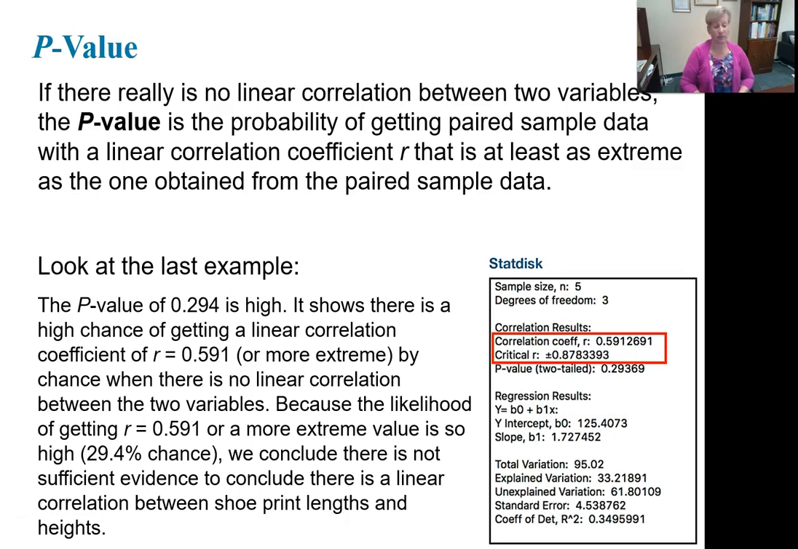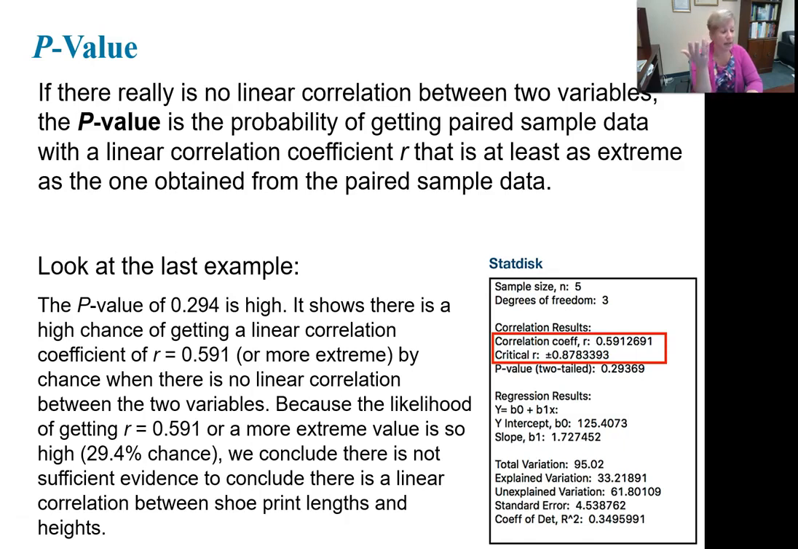And especially if you're working in forensic science, you cannot build a case on something that low. We would definitely want that to be a much higher chance. It's not going to be enough to build a case. So since we only have a 29.4% chance that it's going to be that or more extreme, that's not enough. We don't have enough evidence to suggest that there is that linear correlation. But again, we only have 5 samples.